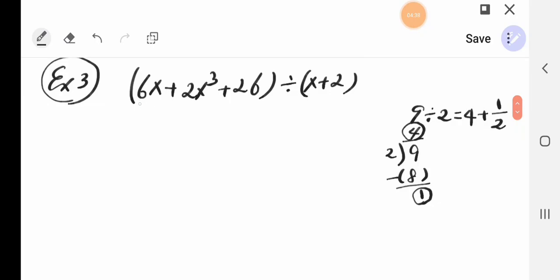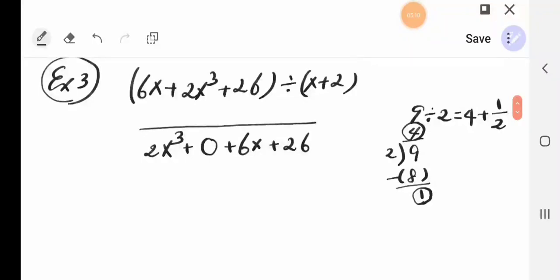So write the polynomial. This is a trinomial. Write the polynomial so that the largest degree term comes first. So 2x cubed comes first, and the next space is for the x squared term. Since this trinomial does not have x squared, put a space or put 0. And the next term is reserved for the x term. We have one x term, so that is 6x. The last one is the constant 26.